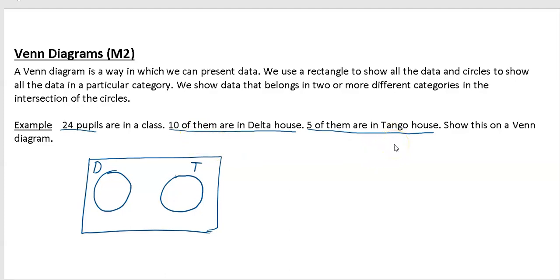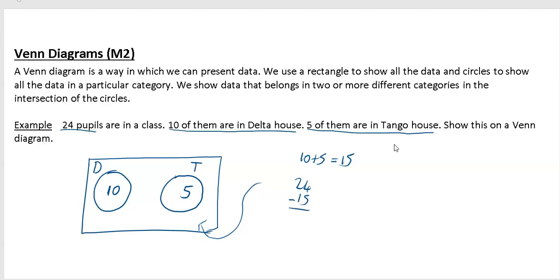So I've just said D for my Delta House, and I had 10 people. I said T for my Tango House, and I had 5 people. What we're left to find here is this bit. How many are in here? So how are we going to get this number? These are people who are not in Delta House and not in Tango House. So I'm just going to do my 5 plus my 10, and that gives me 15. And then I'm going to do my 24 minus my 15.